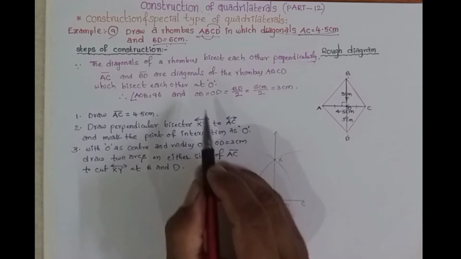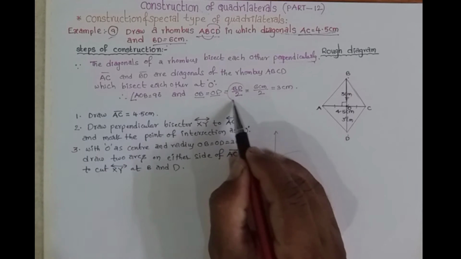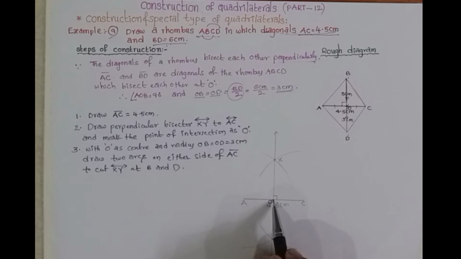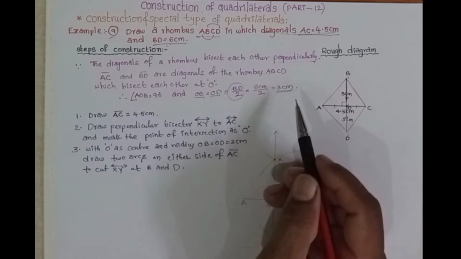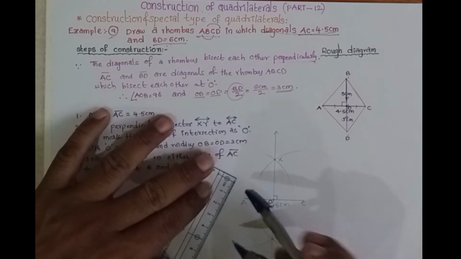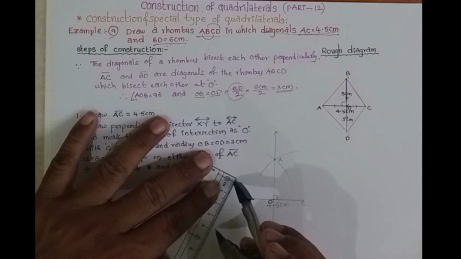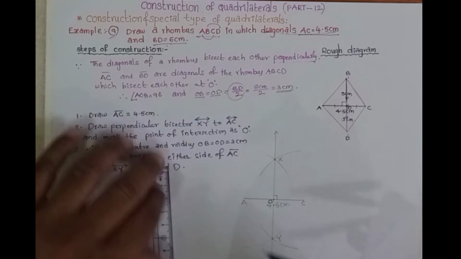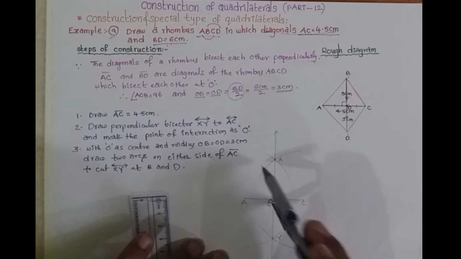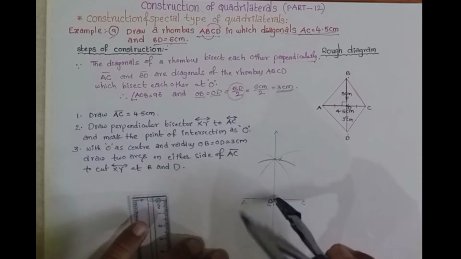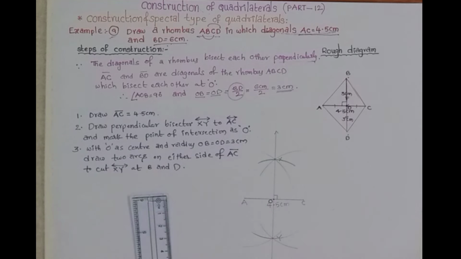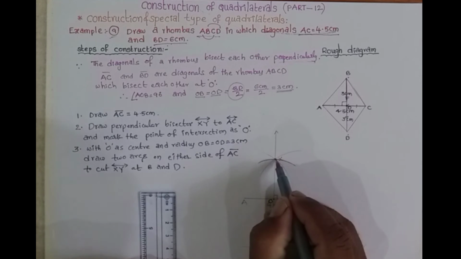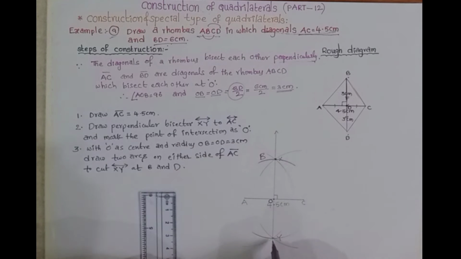Since we know that OD equals half of BD, that is 3 centimeter, taking O as center and radius OD equal 3 centimeter, we have to draw 2 arcs. So set the compass to radius 3 centimeter length and taking O as center, draw 2 arcs on either side of the AC and locate this point B and this point as D.